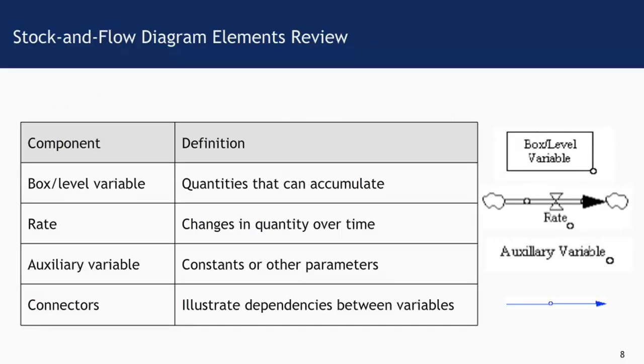We have 4 main components. The first one is the box or level variable, and these symbolize quantities that can accumulate. Rates are components that illustrate changes in quantity over time. Auxiliary variables are constants or other parameters that help to describe the various rates or box variables. And finally, we have connectors, and these are arrows which illustrate the dependencies between variables.